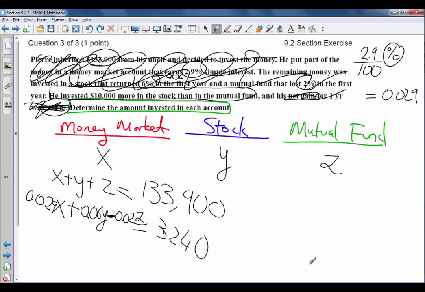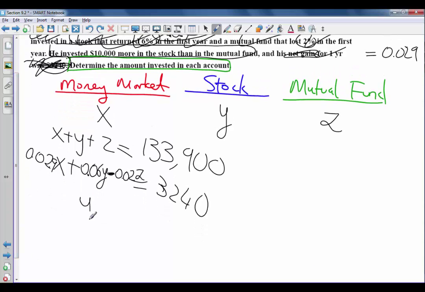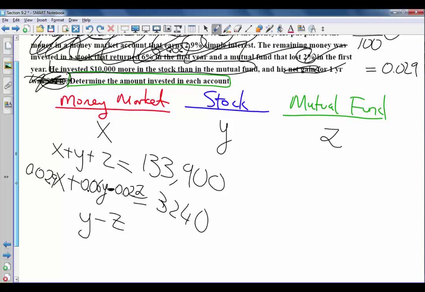Y minus C. Say it again. Y minus Z, yeah, you're close, equals 10,000. This is one way. Look, that means the difference between stock money and mutual fund money should be 10,000 if the first one is 10,000 more, right? The difference is 10,000. This is 100% correct. I'm okay with that. There is another way you can write that third equation, but I like this slightly better.